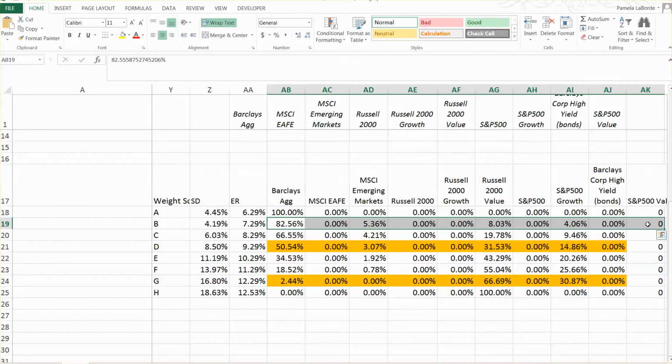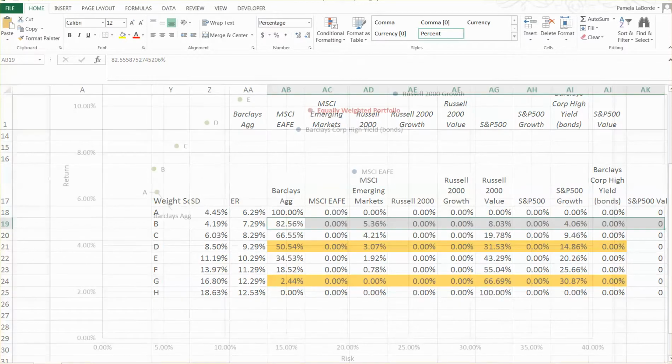So the dominant portfolio or the weighting scheme that accomplished point B was to put about 83% of your money in the Barclays Aggregate Bond Index, 5% in emerging markets, 8% in the Russell 2000 value, and 4% in the S&P 500 growth, and then nothing in any of the others. But not all the weighting schemes look like that.